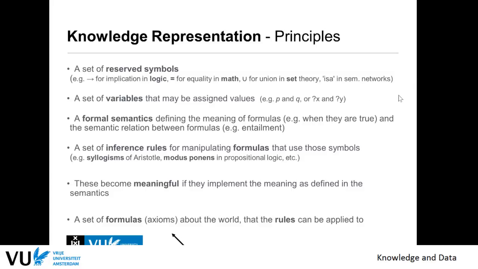And then we have variables that might be assigned values, or in our case, these are the resources, a specific type of variables, or blank nodes that are also variables. And then we have formulas. In our case, these are the triples and the graphs. They come with a meaning when they are true, and the semantic relation between these formulas, which is the entailment. Now comes the main thing about this lecture today, that obviously we want to implement this semantic notion.